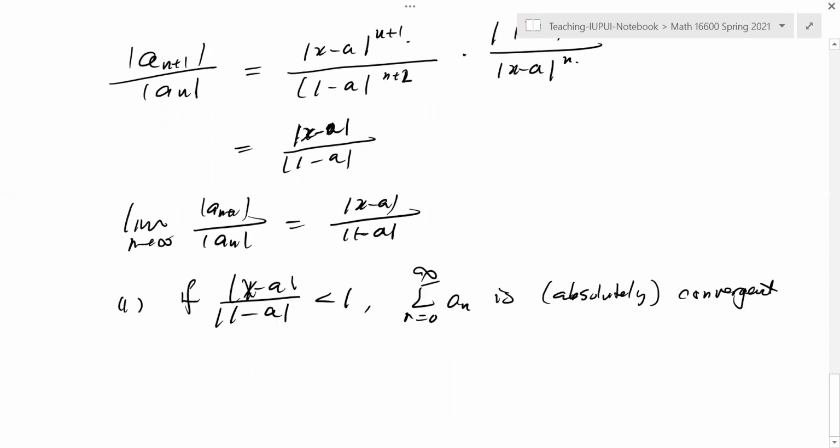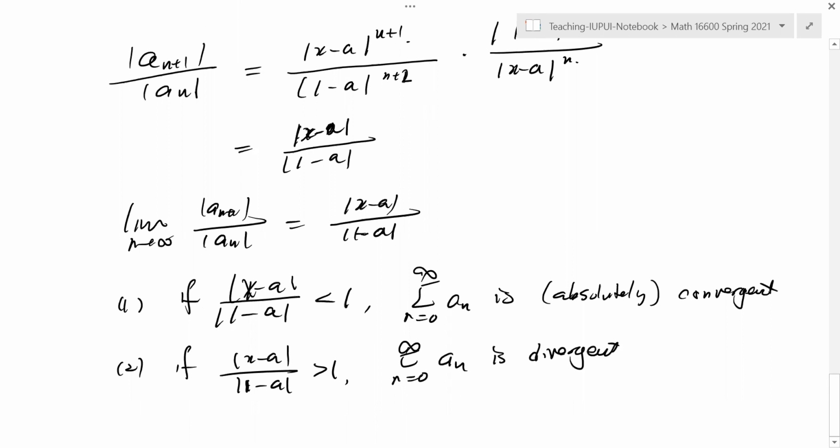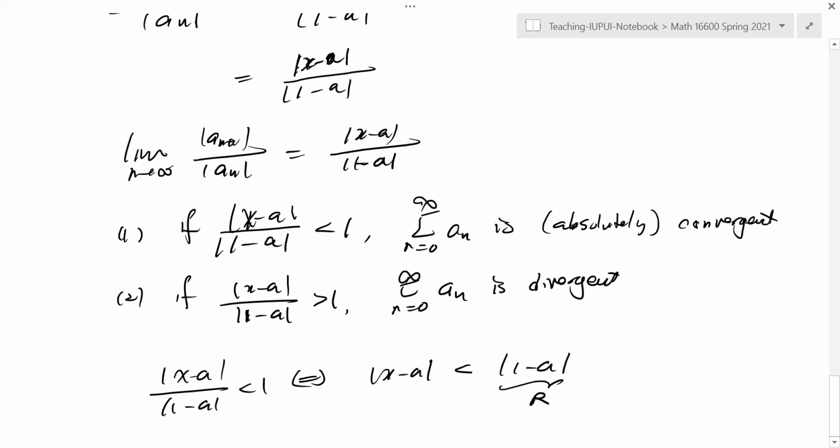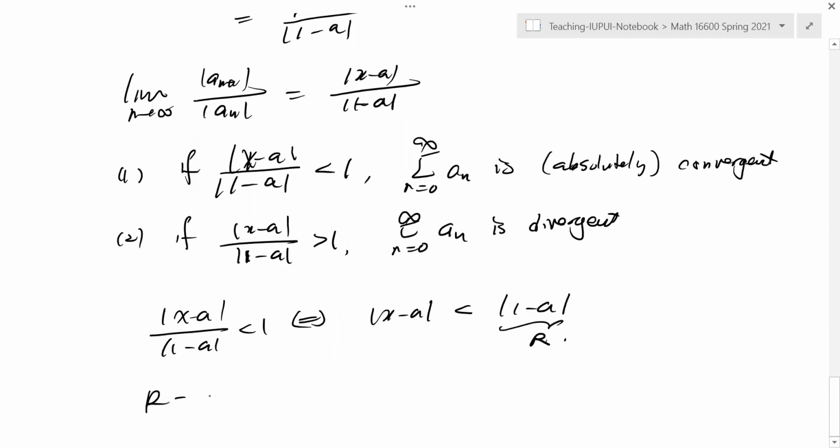Okay, and if this is greater than 1, then this series is divergent. So from here, it's clear that the series converges if and only if absolute x minus a is less than, right? So this is my R. So R equals 1 minus absolute a is the radius of convergence.